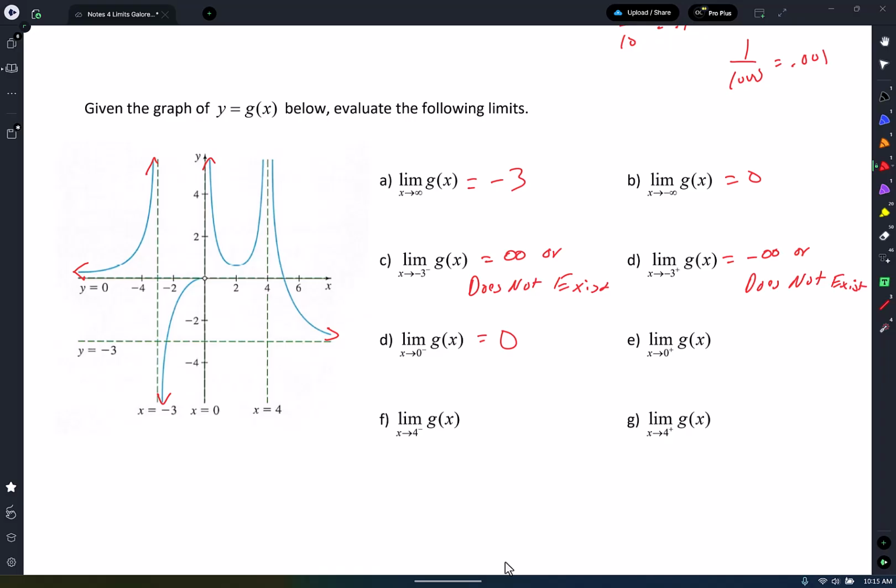Limit as x approaches 0 from the right. I'm going to say what? Infinity or does not exist. What about letter F? I'm approaching from what direction? From the left. If I approach from the left, what does it look like? Infinity or does not exist. What about letter G? Infinity or does not exist.